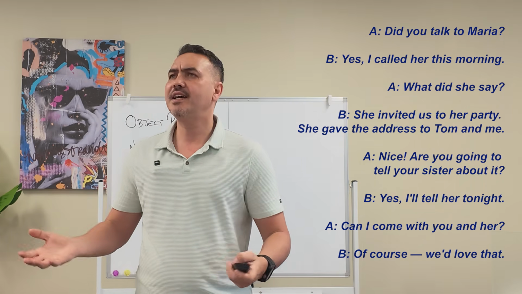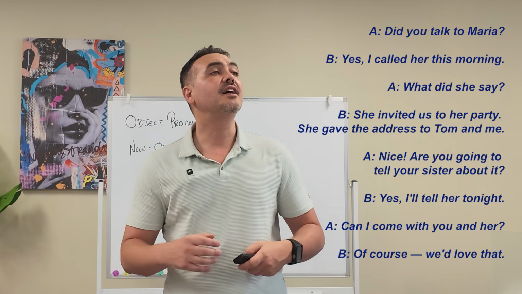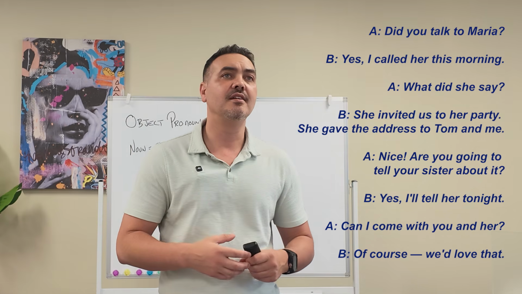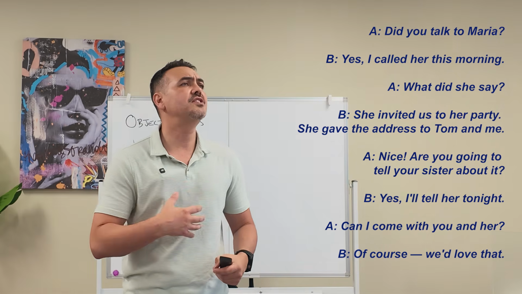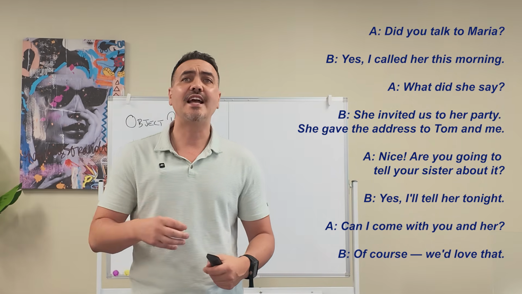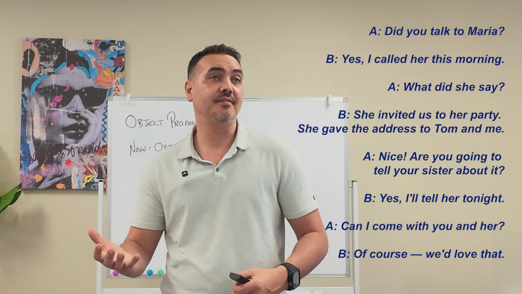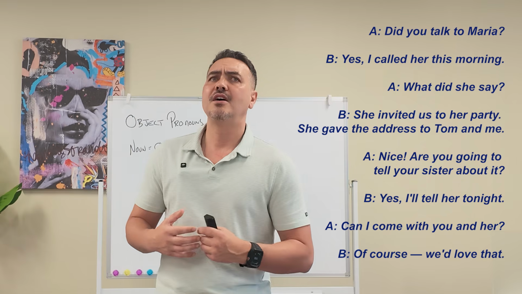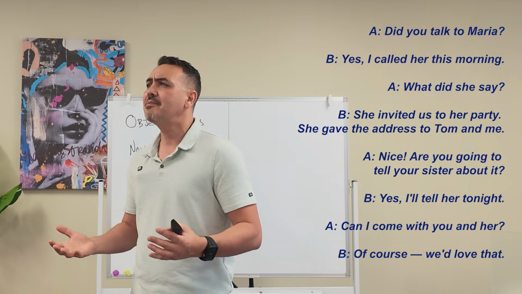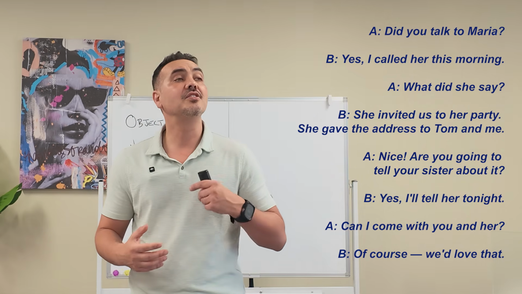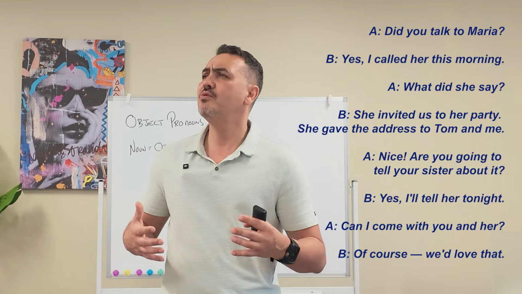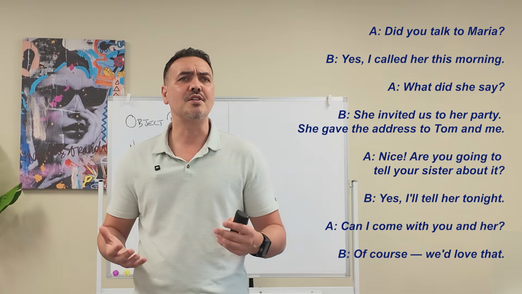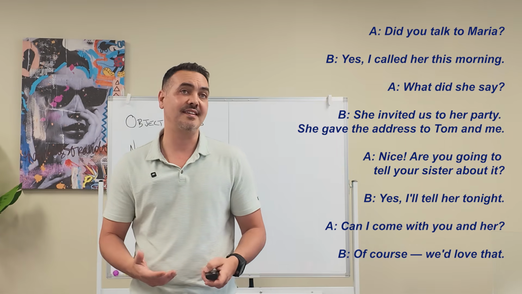Did you talk to Maria? Yes, I called her this morning. What did she say? She invited us to her party. She gave the address to Tom and me. Nice. Are you going to tell your sister about it? Yes, I'll tell her tonight. Can I come with you and her? Of course, we'd love that.